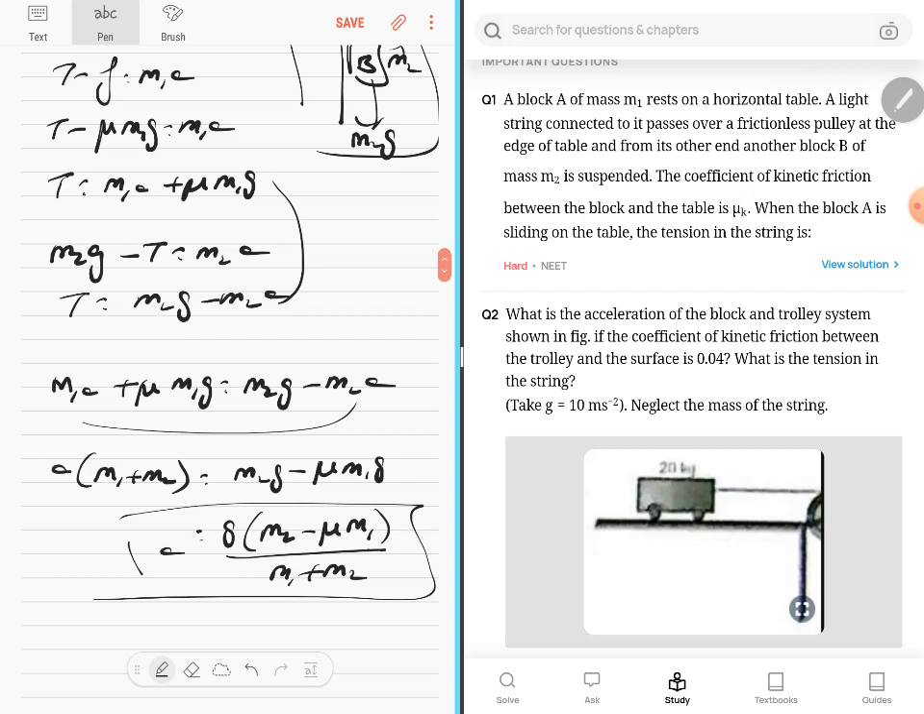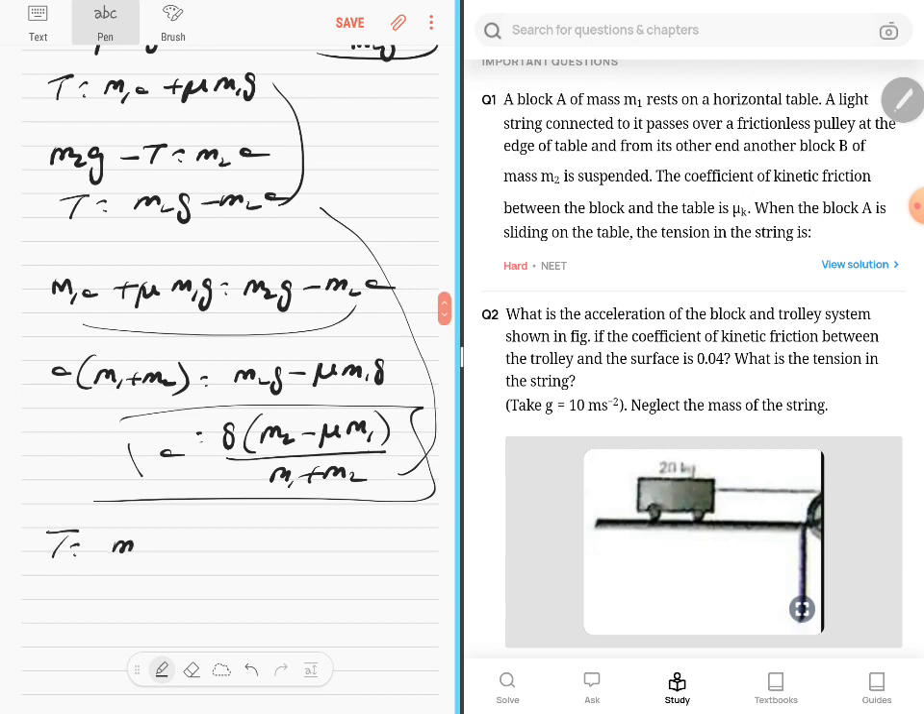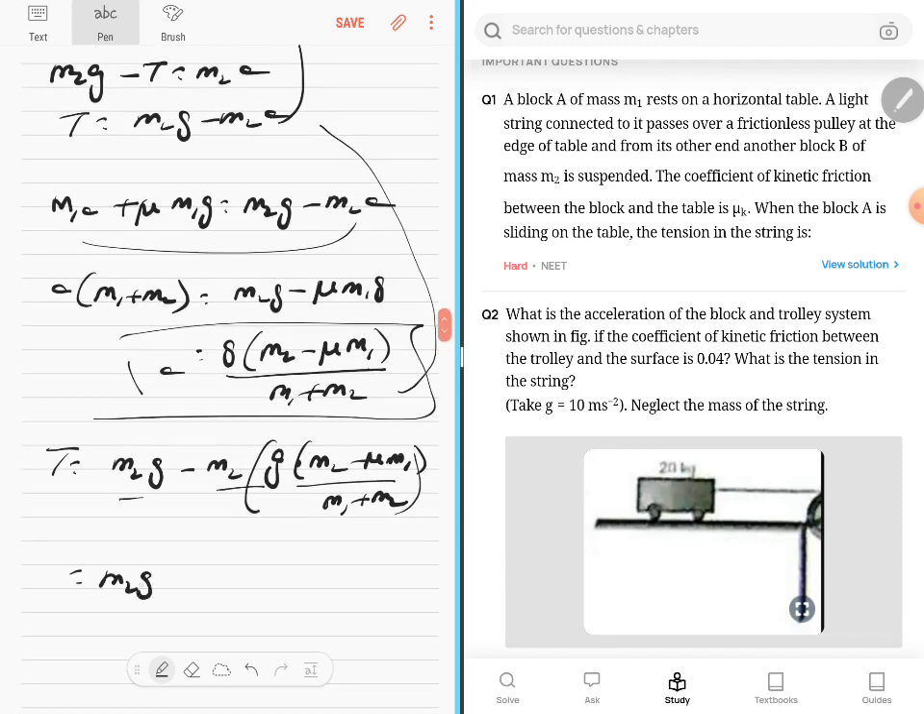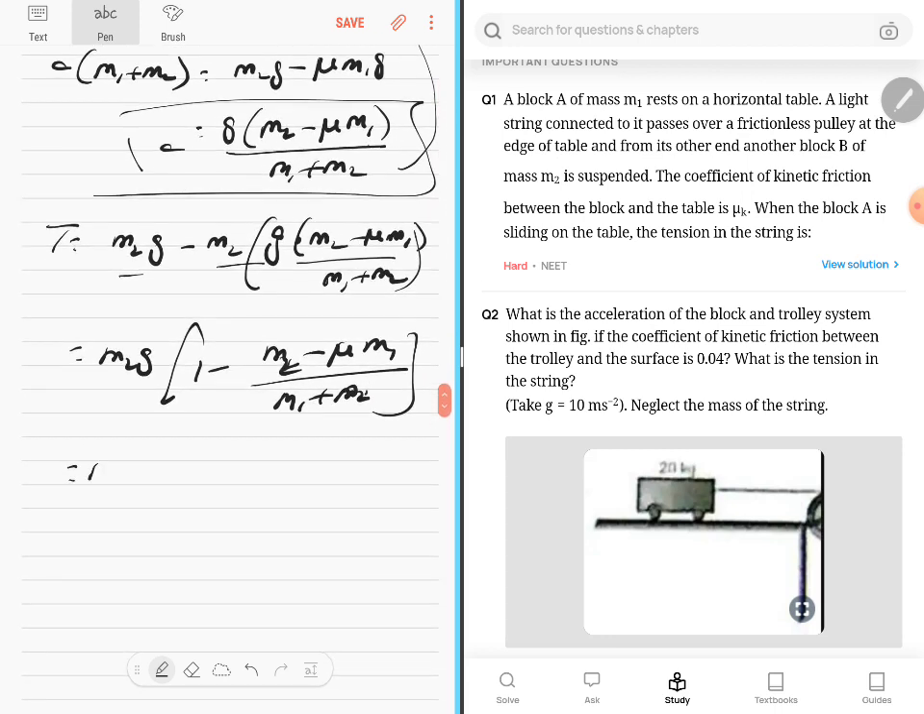And then you have to find the tension, so you have to substitute in one of the equations. T is equal to m2g minus m2 into a, where a is g into (m2 minus mu m1) by (m1 plus m2). And can you see that m2g is common in any way? m2g is common, 1 minus (m2 minus mu m1) by (m1 plus m2). So when you take LCM, m2g, so you have an m1 plus m2 minus m2 which is getting cancelled, plus mu into m1 by (m1 plus m2).